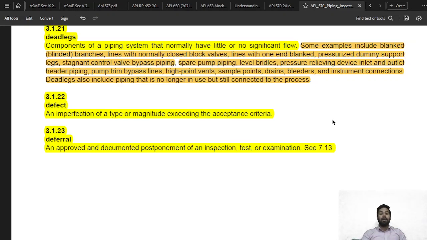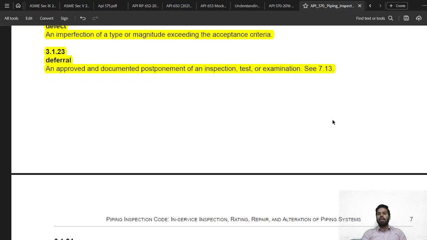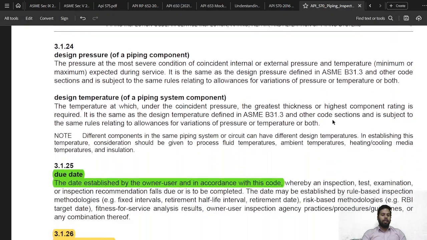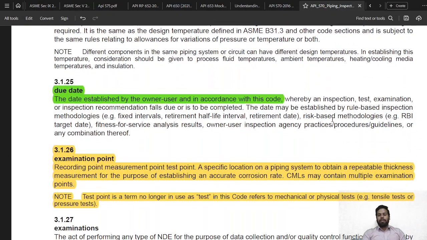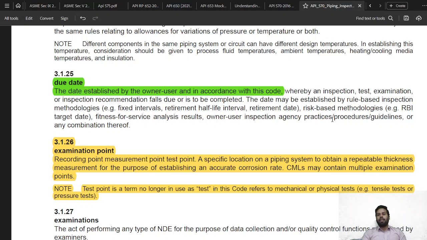Okay, deferral. Deferral is if you postpone something, it is considered to be a deferral. So an approved and documented postponement of an inspection, test, or examination will be considered as a deferral. Okay. Next is due date. Due date is the date at which the inspection should be done. Okay. If the due date is passed, it is considered to be deferred. Okay. So generally deferral is not allowed, but if the deferral is documented, then in some cases it can be allowed.